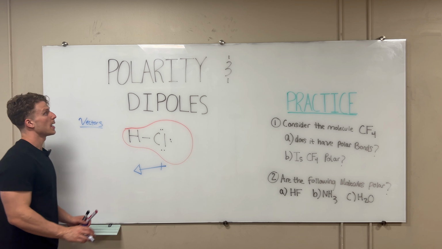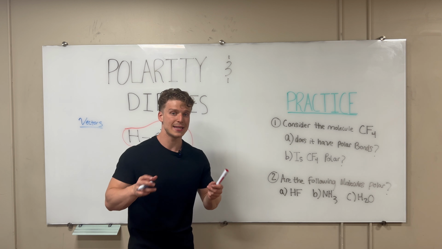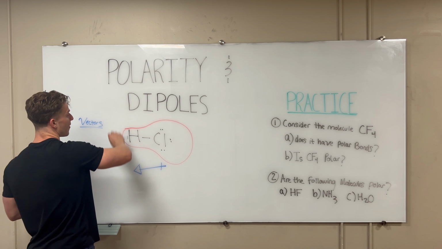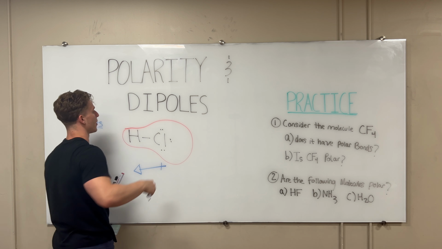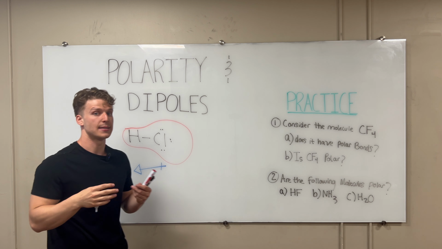Now, if we're going to answer the question of is this molecule polar, we need to keep one more thing in mind, right? So far we've said, yes, we have polar bonds because we have this difference in electronegativity. The electron cloud has shifted, right? So we have our polarity. We do have a dipole, right?